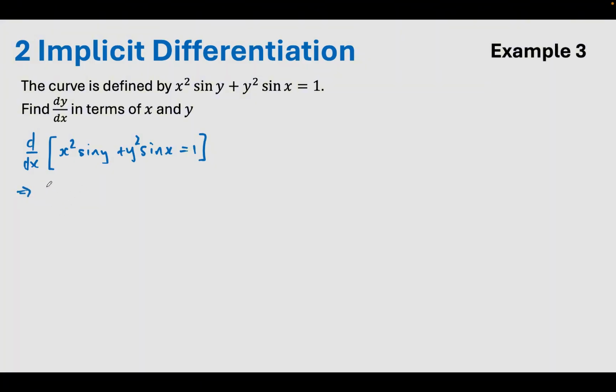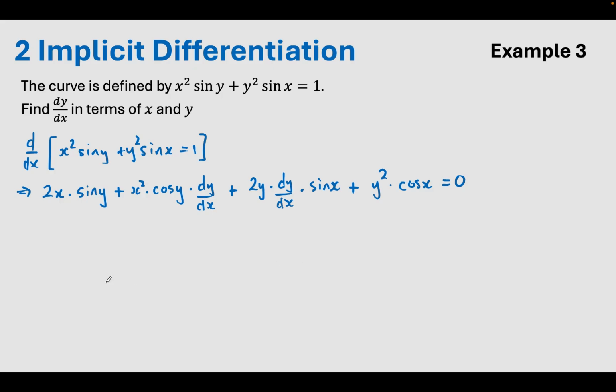So if I apply d by dx, I'll get 2x times sin y plus, now I'm going to leave x squared and I'm going to differentiate sin y with respect to y. So I'll get cos y times dy/dx. Plus, now y squared, I'll get 2y dy/dx times the sin x. Okay? Plus, and I'll get y squared times cos x equals 0.